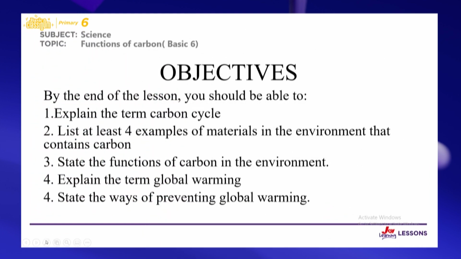By the end of this lesson, you should be able to explain the term carbon cycle, and list at least 4 examples of materials in the environment that contain carbon. Number 3, state the functions of carbon in the environment. And 4, explain the term global warming. And 5, state the ways of preventing global warming.